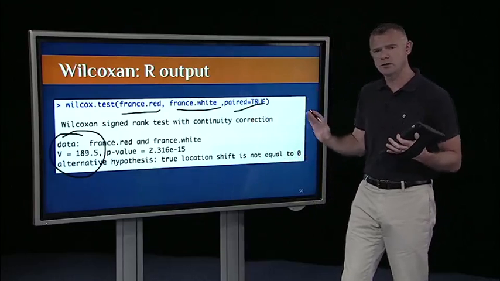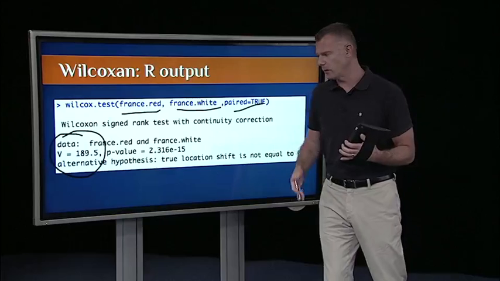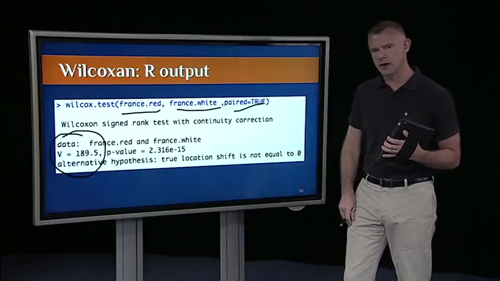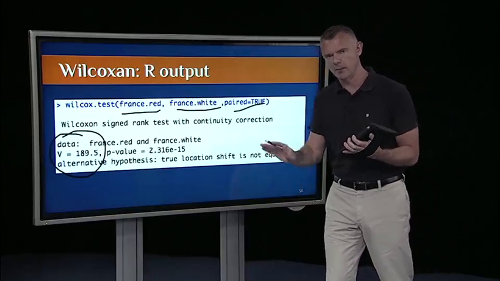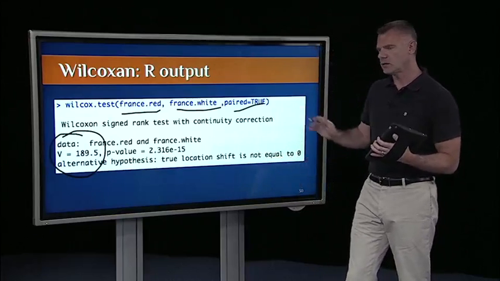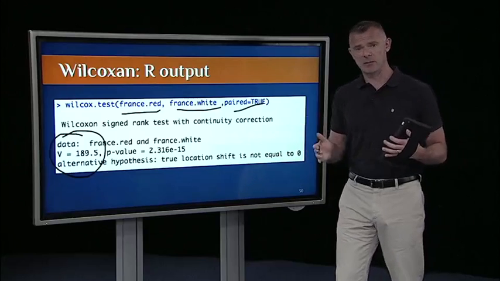So notice there's no degrees of freedom because there's no family of distributions to choose from. We just calculate a p-value directly. It's a direct probability calculation. That's how nonparametrics work. So this is clearly a significant difference even in this nonparametric procedure.